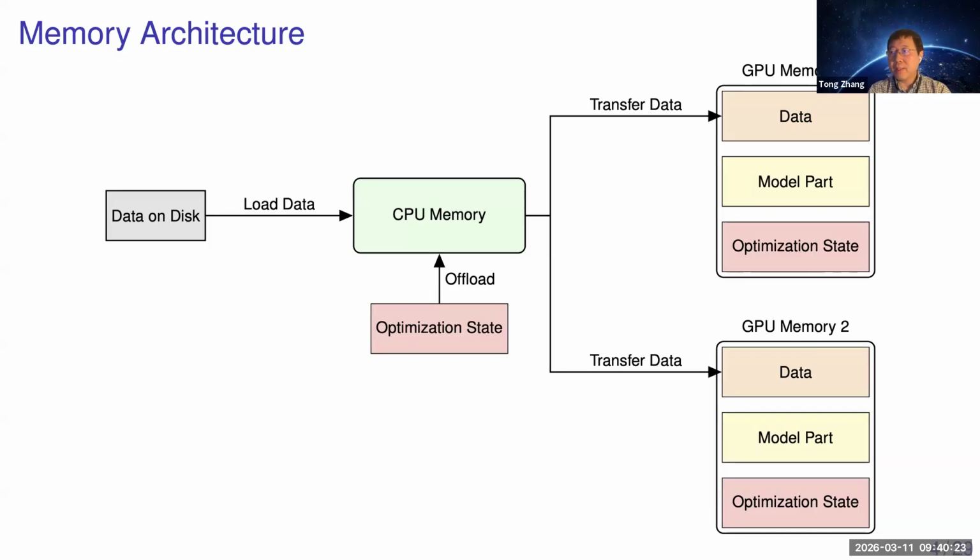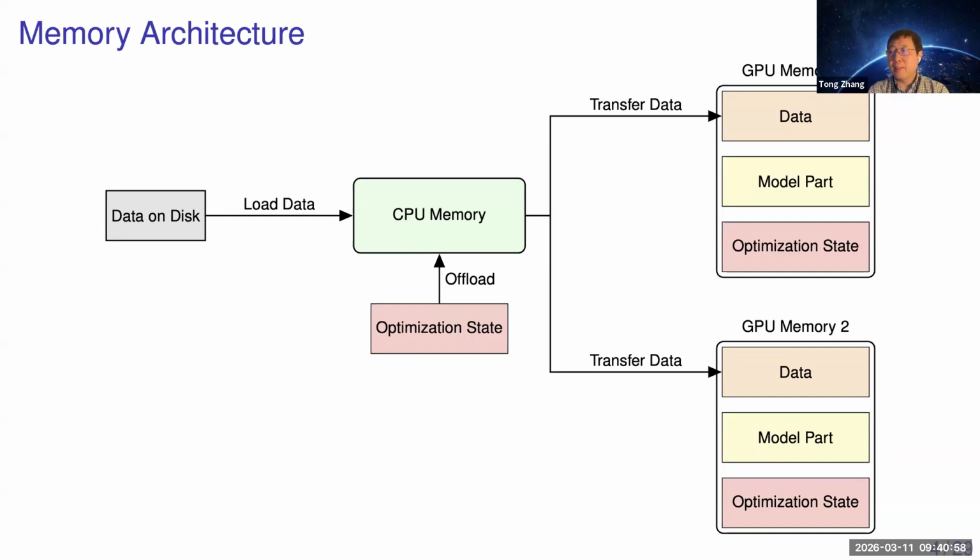Then you also need to do gradient calculation and model activations. Those will be saved in the GPU, as well as the optimization state. The optimization state, actually, you can move out to the CPU, which is the so-called offload, which we will talk about. This saves memory by moving the optimization states from the GPU to the CPU.